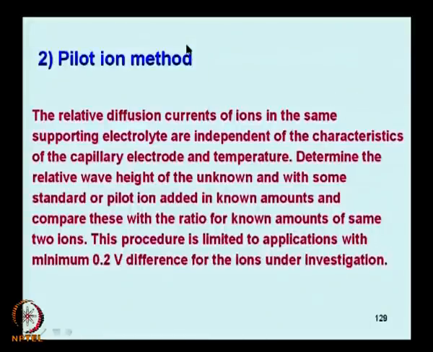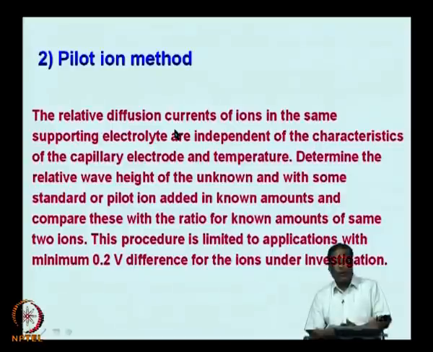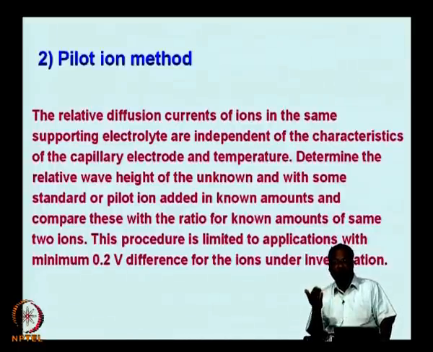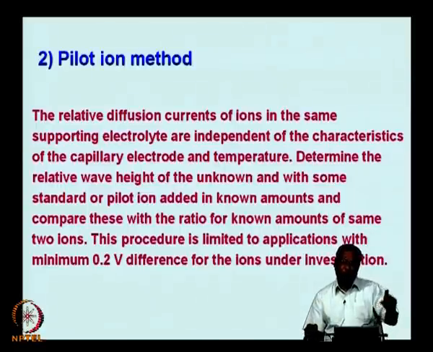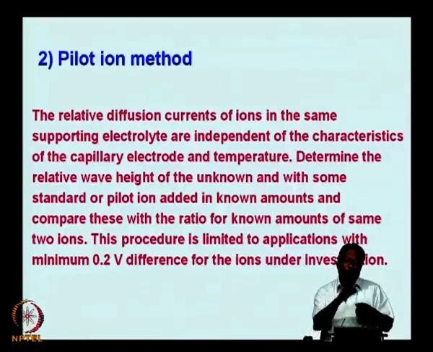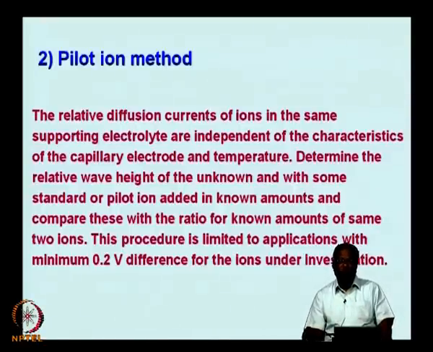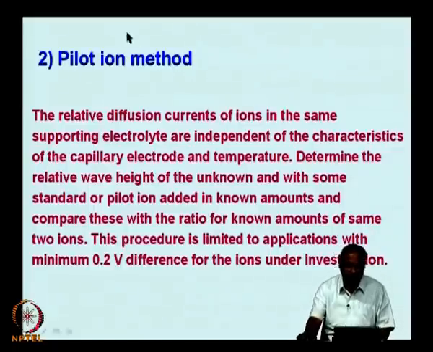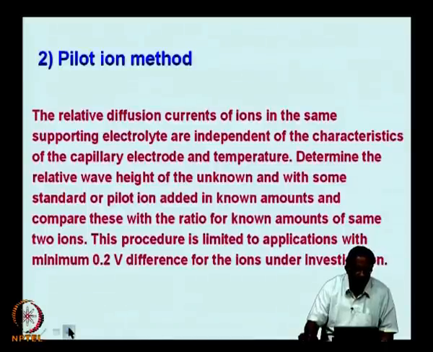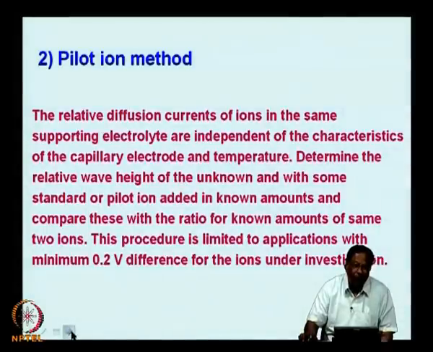Then we have what is known as the pilot ion method. In the pilot ion method, the relative diffusion currents of the ions in the same supporting electrolyte are independent of the characteristics of the capillary electrode and temperature. So, we determine the relative wave height of the unknown sample, with some standard or pilot ion added in known amounts, and compare these with the ratio of the known amounts of the same two ions. This procedure is limited to applications with a minimum of 0.2 volts difference for the ions under investigation. So, this is the second method. More details you can read from the standard textbooks, but I am only trying to give you different techniques.